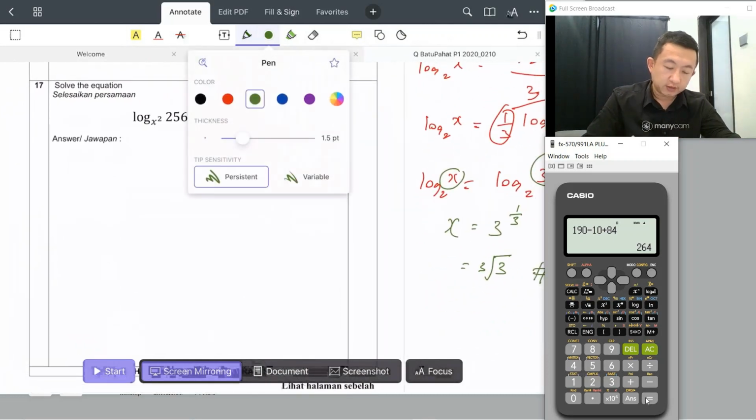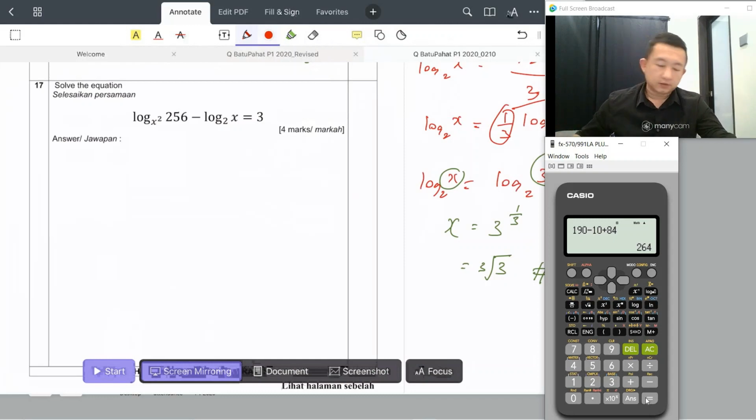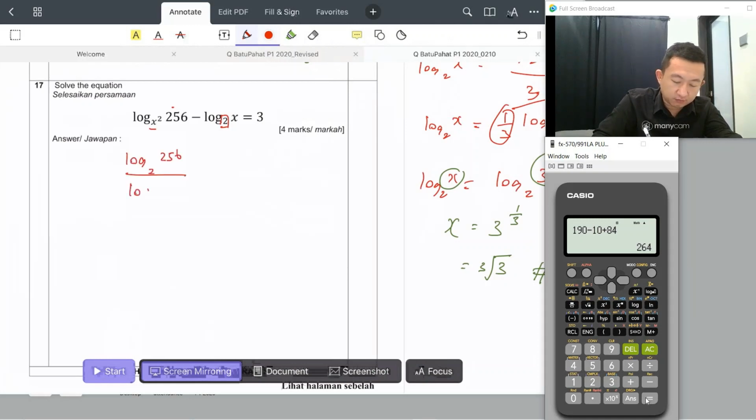Solve the equation. So again, you have log x squared 256 minus log 2x equals to 3. So the base is different, right? Because you have x squared and 2 as the base, so you cannot combine them. So what you can do is to break this stuff. Change it to base 2 because this one is base 2. There are more than one way. So if I change it, I have log 2 256 over log 2 x squared minus log 2x equals to 3.